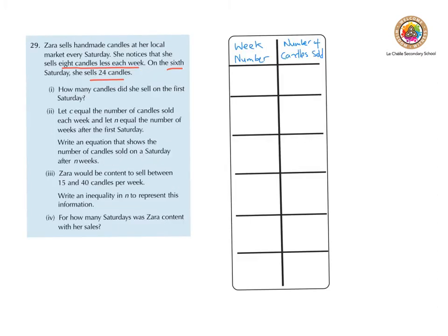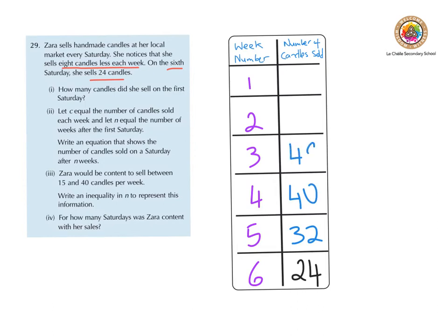Okay, and so here in my table then, the first thing I know is I'm at week 6, 5, 4, 3, 2, and back to my first week. Now I know on the 6th week she sold 24 candles. The next thing I know is that each week before that she had sold 8 more, because it's reducing by 8 each week. So 24 plus 8 is 32, plus 8 is 40, plus 8 is 48, plus 8 is 56, and plus another 8 is 64.